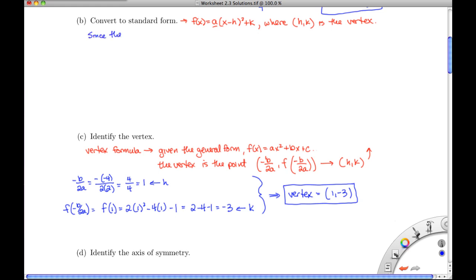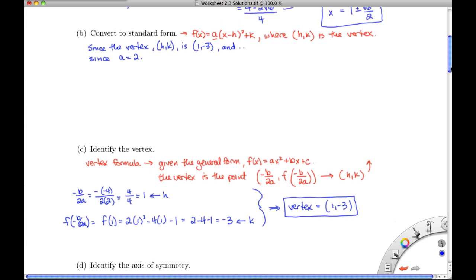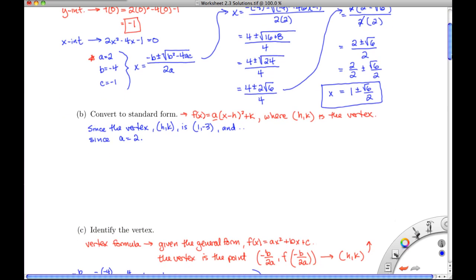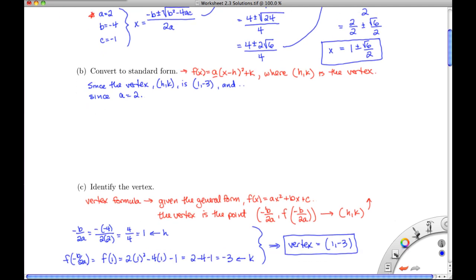the vertex hk is the point 1, negative 3, and since our a in this case is equal to 2, and again, just in case we don't remember where that came from, the a came directly as our lead coefficient from the general form. So the a of the general form is the same as the a of the standard form. So since we have these two, we can now put together our standard form using the generalization here.